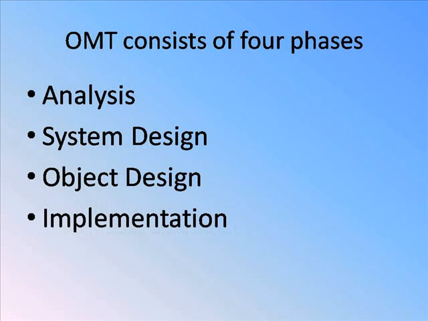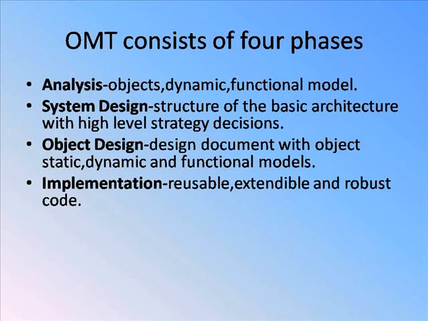Object modeling technique consists of 4 phases. They are analysis, system design, object design, and implementation. In the analysis phase, we will get the objects and dynamic and functional model as a result. In the system design, we will get the structure of the basic architecture of the system with high-level strategy decisions as a result.